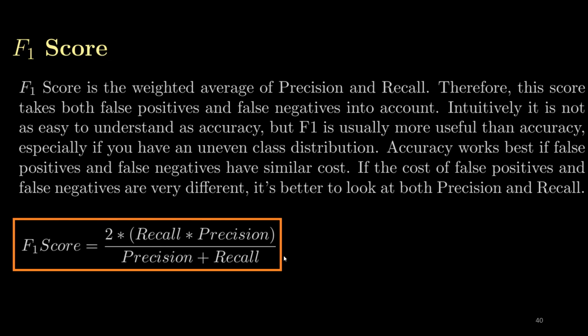But the arithmetic mean is different. Arithmetic mean will be the sum of precision and recall divided by 2. It is like the mean of two numbers. Like if I have two numbers A and B, the arithmetic mean will be A plus B divided by 2. Similarly, the arithmetic mean of the precision and recall will be precision plus recall divided by 2.